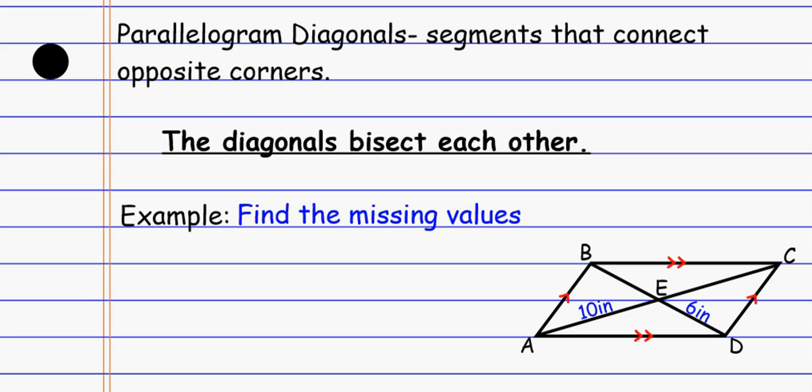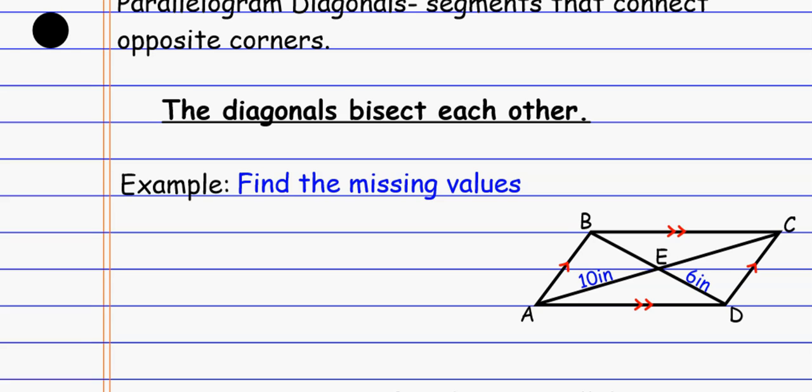So as we draw these diagonals, they will cut each other in half. One diagonal bisects the other diagonal and vice versa. And so when we look at something like this, it says find the missing values. So here, once again, we have a parallelogram. Since the opposite sides are parallel, we know this thing is a parallelogram.